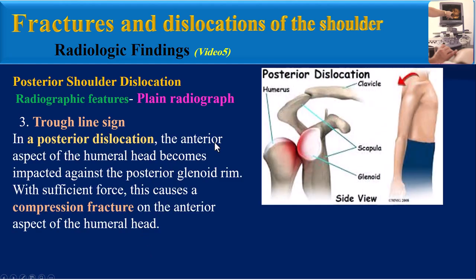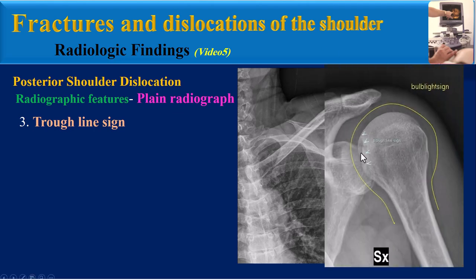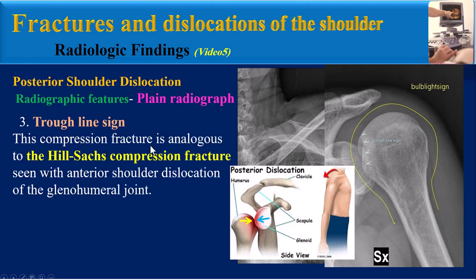In a posterior dislocation, the anterior aspect of the humeral head becomes impacted against the posterior glenoid rim. With sufficient force, this causes a compression fracture on the anterior aspect of the humeral head. As you can see in this, we have light bulb sign and also it's associated with trough line sign. Trough line sign is a vertical line made by impression fracture of the anterior humeral head. This compression fracture is analogous to the Hill-Sachs compression fracture seen with the anterior shoulder dislocation to the glenohumeral joint.